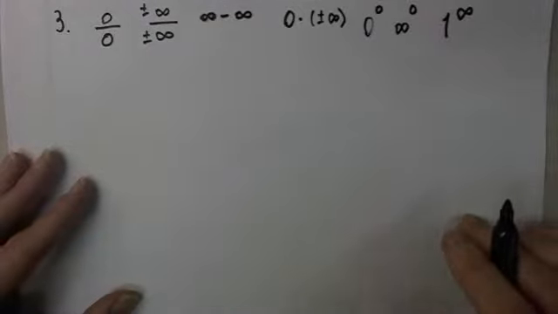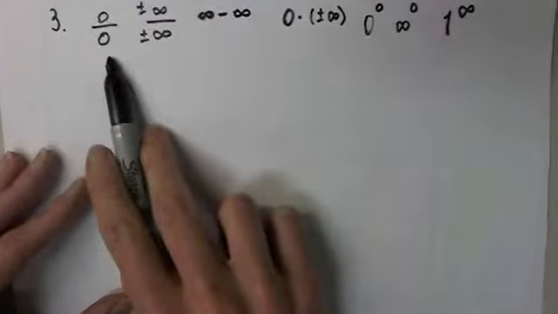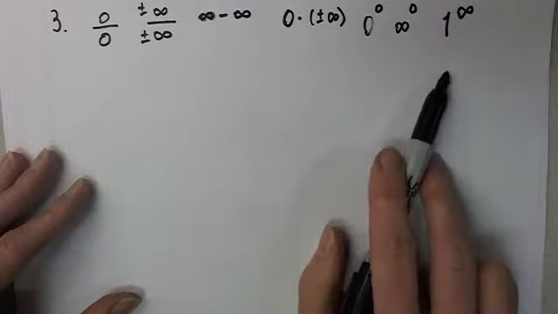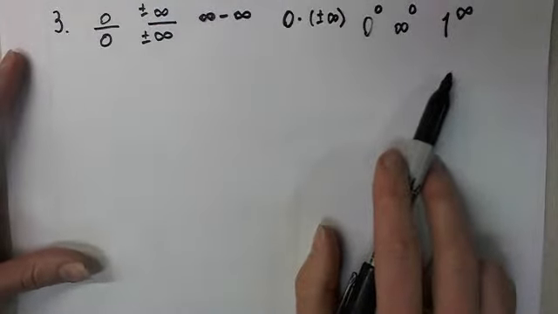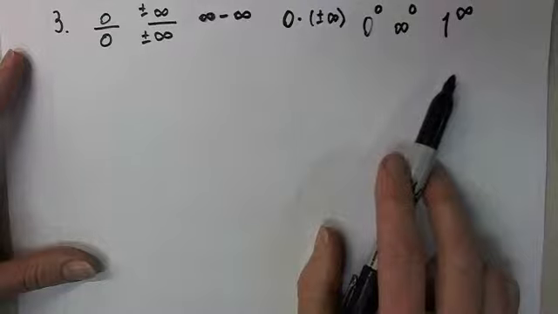So anytime you're finding a limit and you do your initial substitution and you get one of these indeterminate forms, it tells you we're going to have to do a little bit more work, possibly L'Hopital's rule, in order to find our limit.